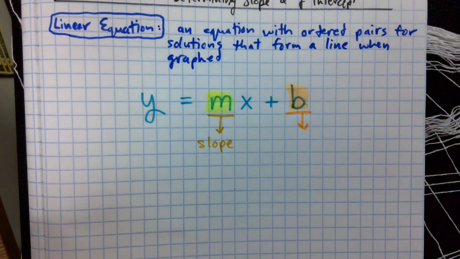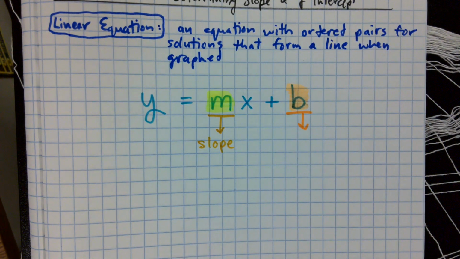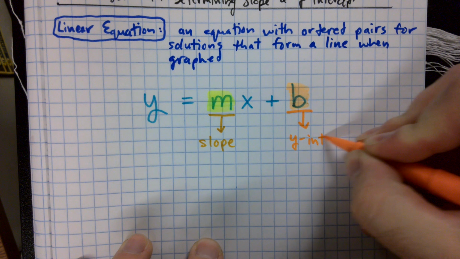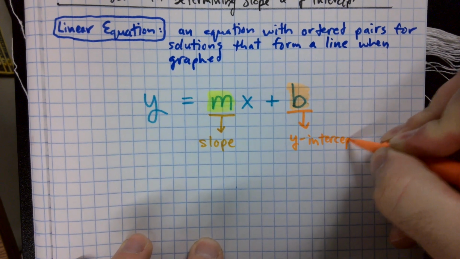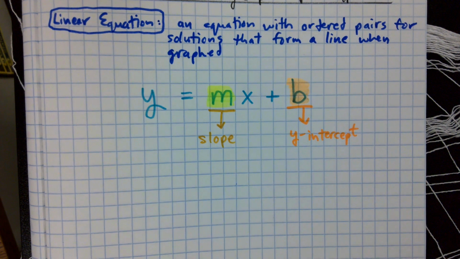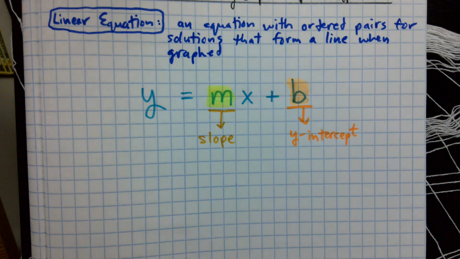And B is going to represent something, once again, that does not start with a B. B is going to represent our y-intercept. It's called our y-intercept. Has anyone ever heard this term intercept before somewhere?